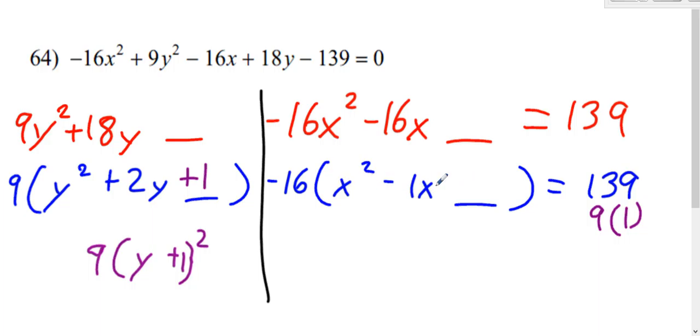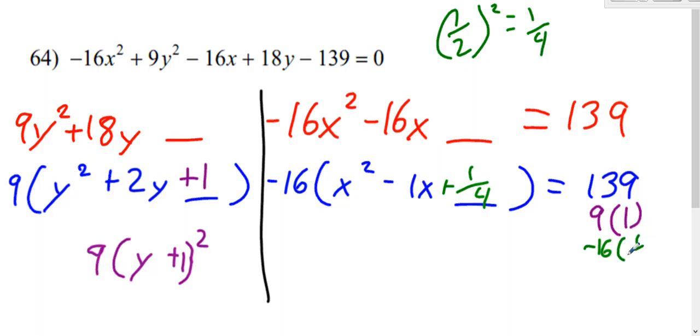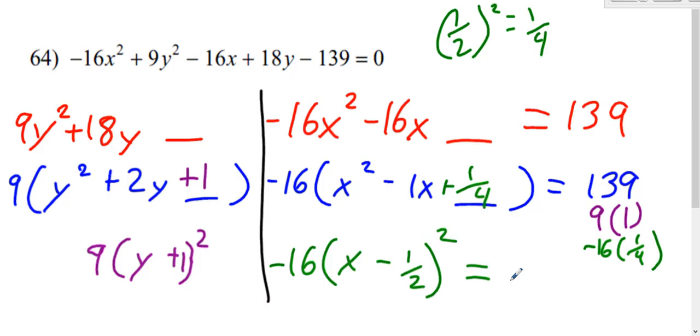And now when we complete the square for this one, it's a little bit trickier because b over 2, 1 over 2 is just 1/2. Square 1/2, you get 1/4. So we're adding 1/4 in the parentheses with a negative 16 outside. When we write this in perfect square form, it would be x minus 1/2. And we need to add these up. So 16 times 1/4, that's just 4. So it's 139 plus 9 is 148, minus 4 is 144.